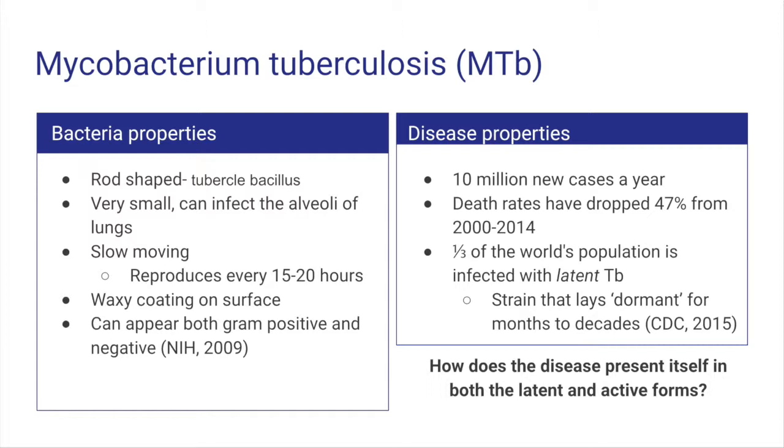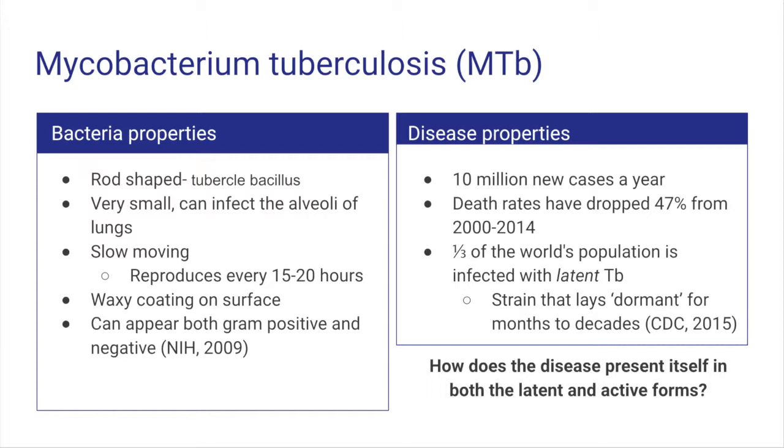It's a slow-moving bacteria in the sense that it reproduces about every 15 to 20 hours. So it will take a while to get that presence up. It has a waxy coating on the surface and can appear both gram-positive and gram-negative, which makes it sometimes hard to diagnose. And then the properties about the disease are another story.